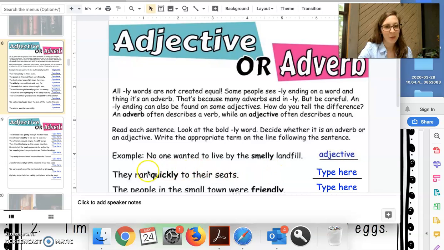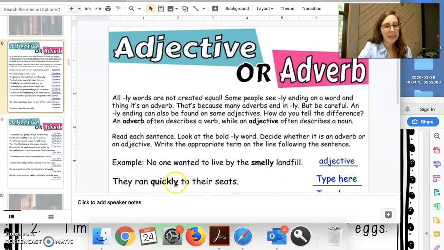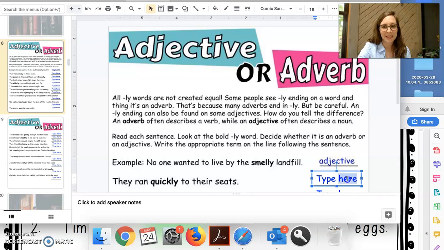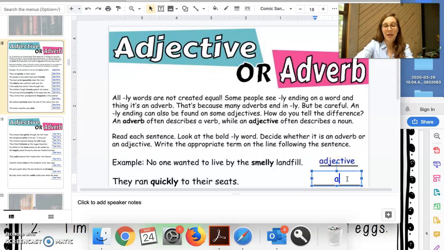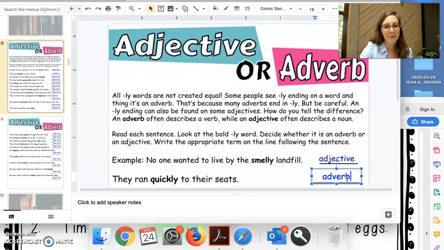Let's look at this first one. They ran quickly to their seats. How did they run to their seats? They ran quickly. So when I read that, the verb is ran, they ran to their seats. Well, tell me, how did they run? They ran quickly. So quickly is describing the verb, so it's an adverb.